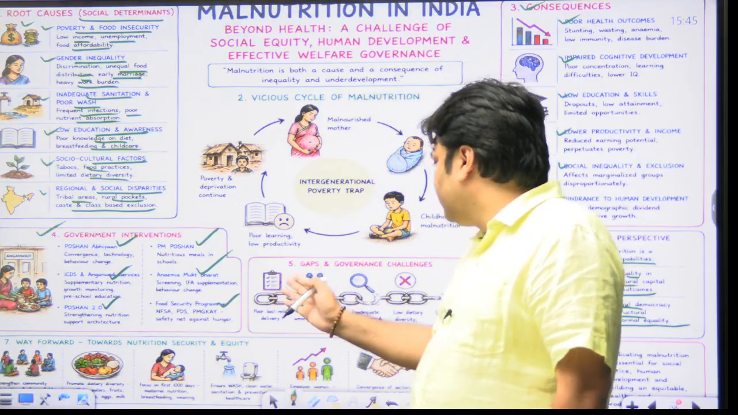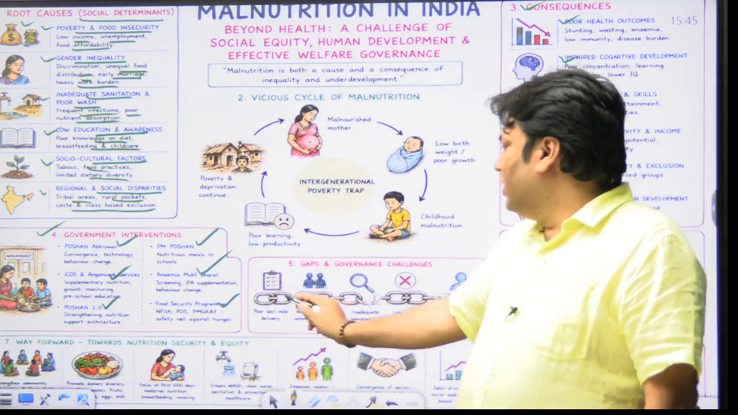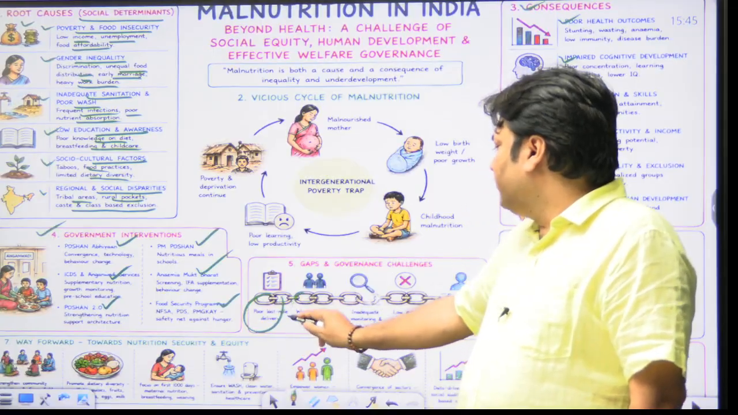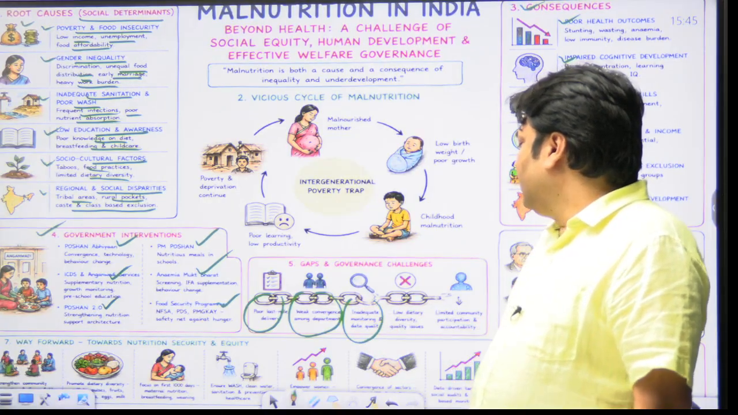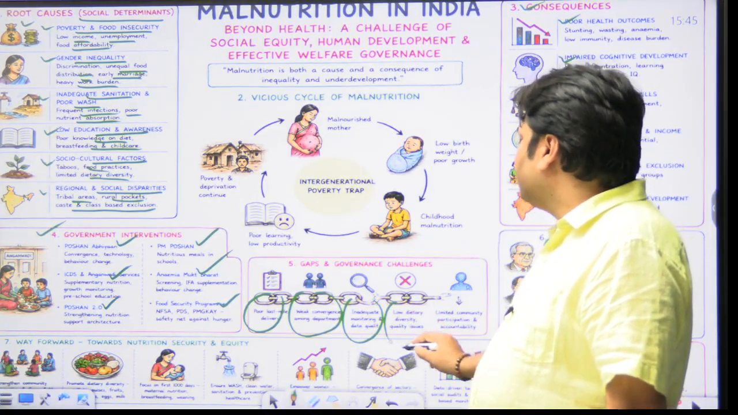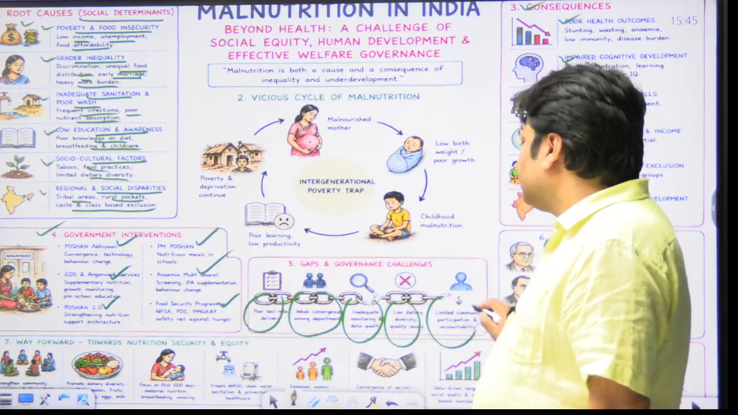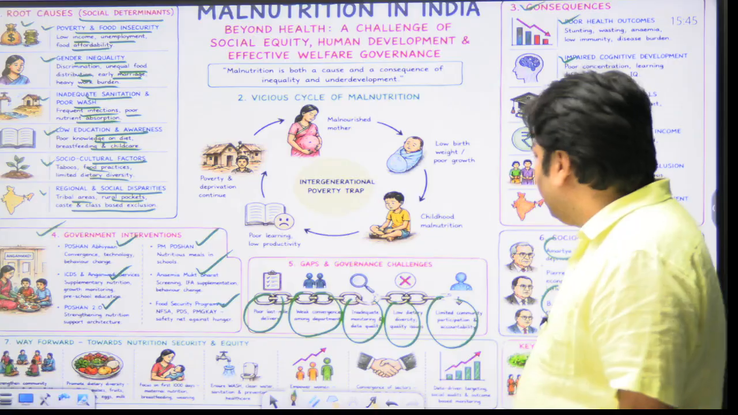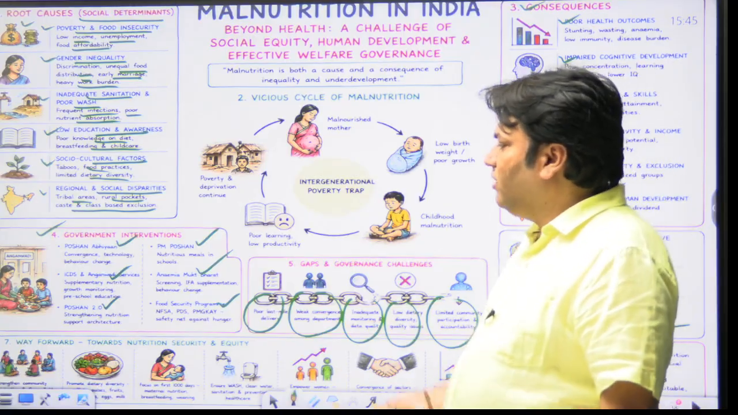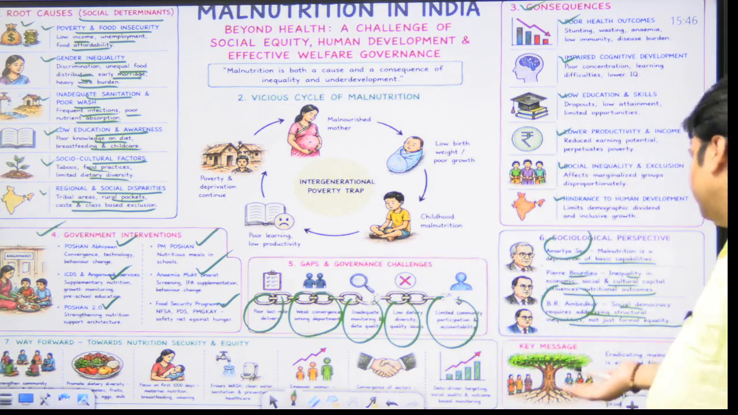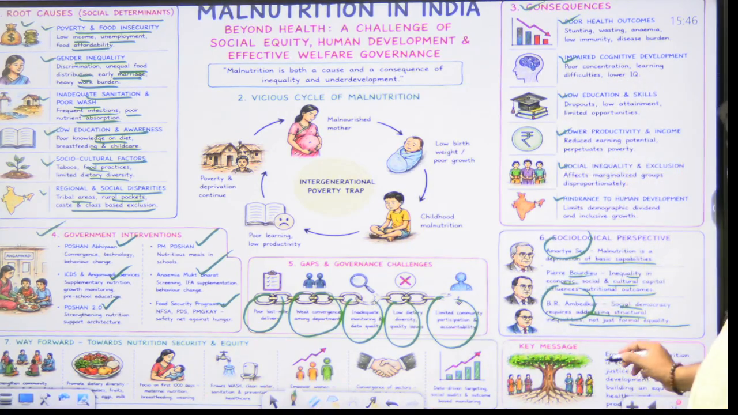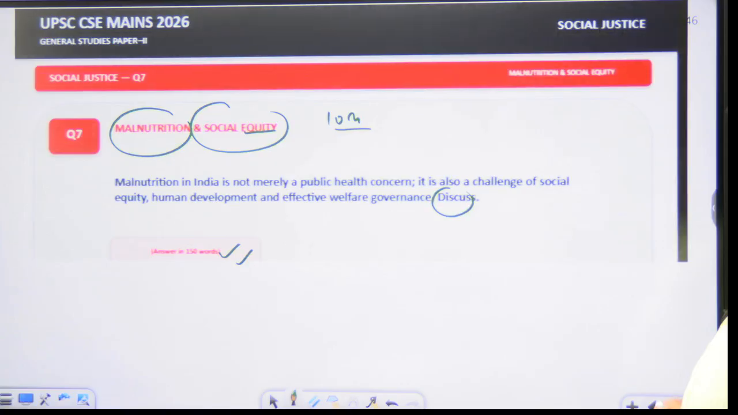What are the gaps and governance challenges? So poor last mile delivery, weak convergence among departments, inadequate monitoring and data quality, low dietary diversity, limited community participation and accountability. And lastly, you can write suggestions or way forward. Okay, and you can write conclusion like eradicating malnutrition is essential for social justice, human development and building an equitable, healthy nation.